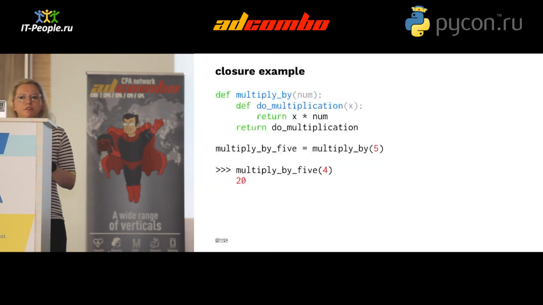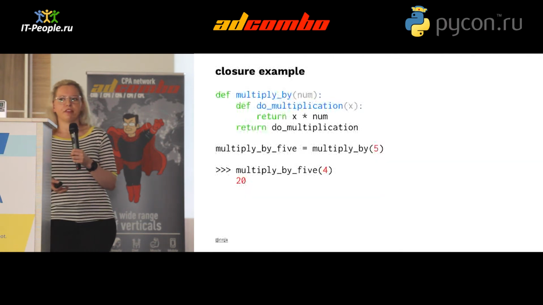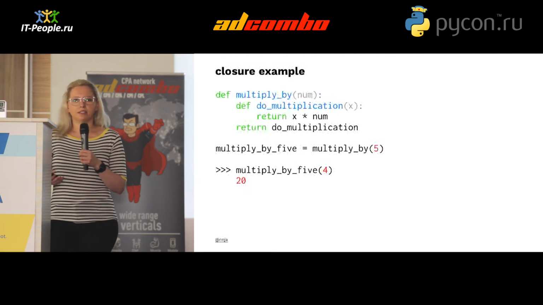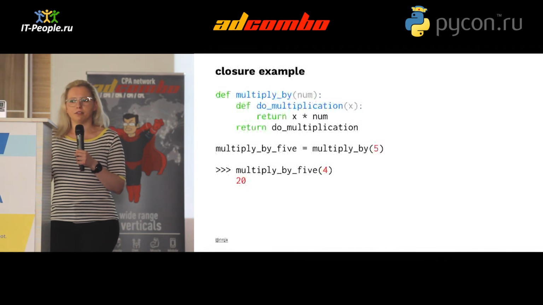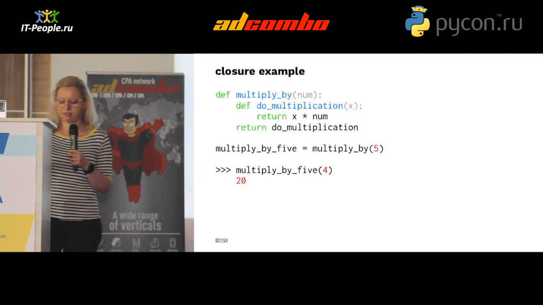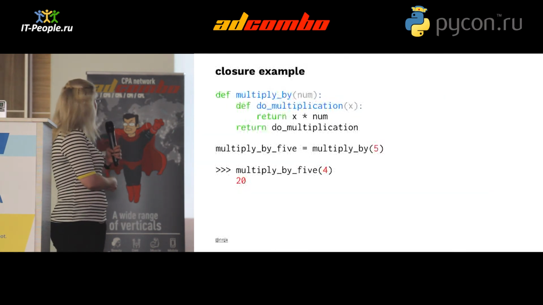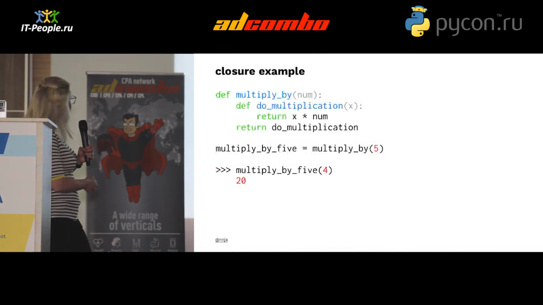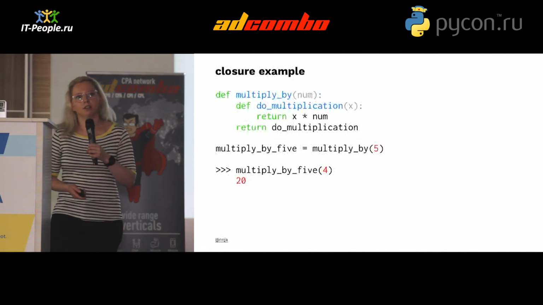Now, a quick example of closures. Let's say we have this method called multiply by, and given a number, this method returns other methods. And we can use that to make kind of a little factory here. So let's say we want to make a method that multiplies by 5. We pass 5 into multiply by, and this returns a new method that we can now call. So if I pass in 4, I get 20.